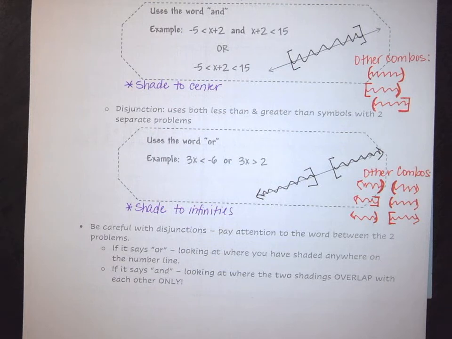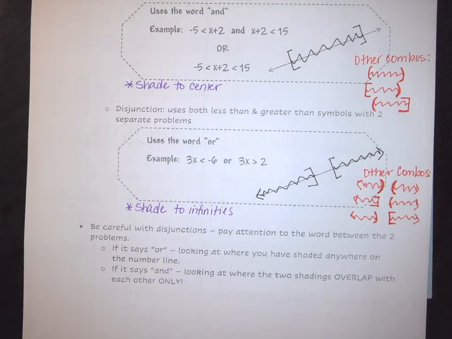Now there's a few things that you need to watch out for. Specifically when dealing with disjunctions, you need to pay attention to the wording. For example, if it says or, then you need to look at where you need to shade on the actual number line itself. If it says and, then you're looking for the shadings to overlap with each other only. So in terms of when we're trying to figure out where to shade, the word is very important. And means we're looking for the places where the two values coincide with each other. And or means we're just simply looking at everywhere you need to shade to that specific inequality.